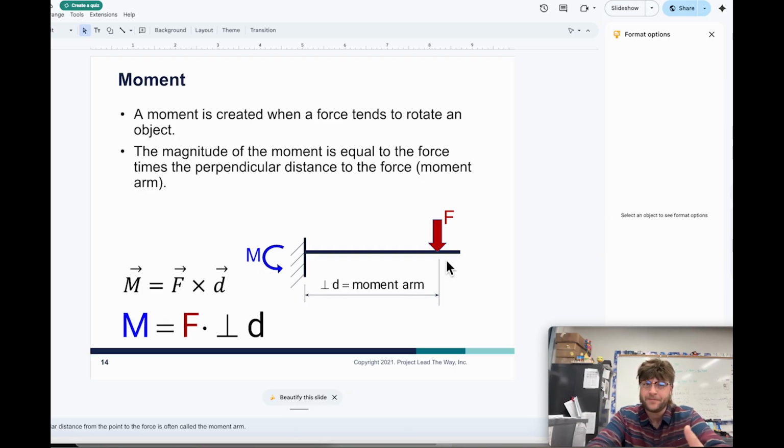Now, to give you a real-life example, you could think of this as like a door, right? If you end up pushing open a door, imagine this is the hinge. If you apply a force that's out here, it's going to open that door pretty easily, right? If you instead apply your force right here, very close to that hinge, what you're going to find is that it's very, very difficult to actually get that door to rotate open. So that's a real life example of moment.